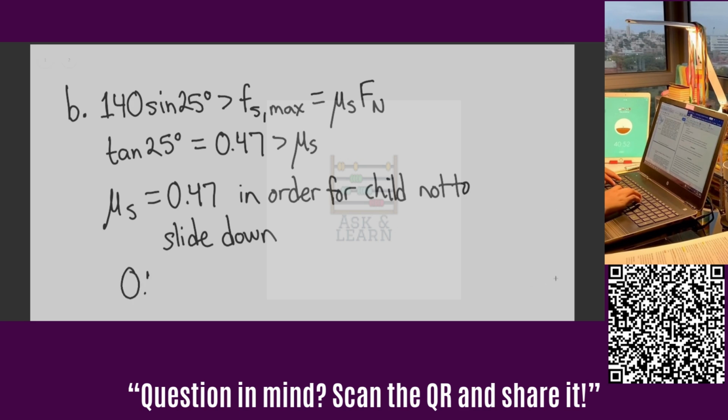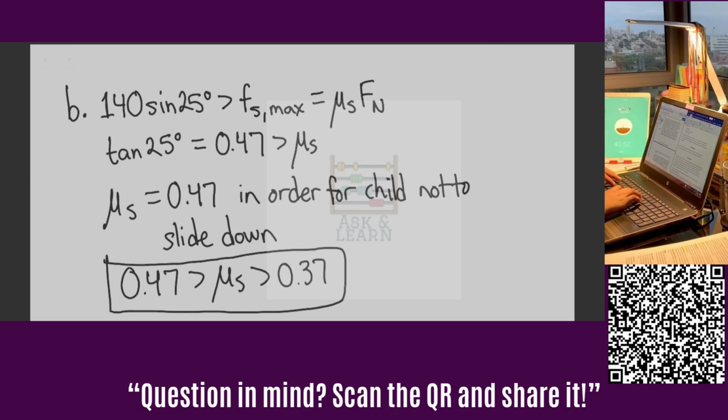Therefore, 0.47 is greater than the coefficient of static friction, which is greater than 0.37. Anything greater, this means that it would be causing deceleration, and we don't want it to move. So here, this would be the true answer, again, for the child to not move. That would be your answer for part B.